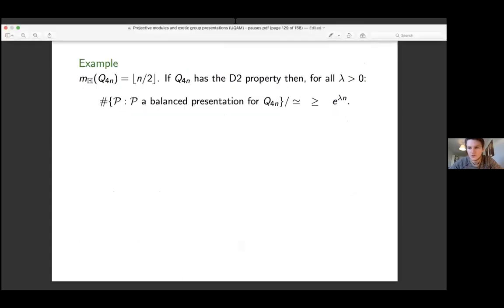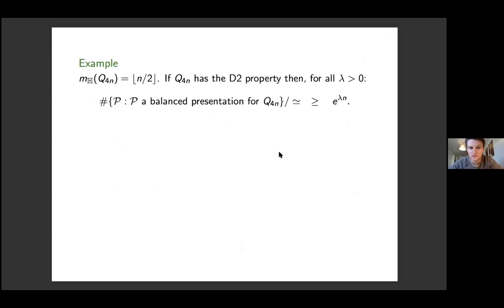Right. So just to go down to an example, for the case of quaternion groups, the number of quaternionic representations is floor of n over 2 in this case. And so if Q4n has the D2 property, then you can derive, by plugging these things in, the number of balanced presentations up to homotopy. So all of these presentations would be pairwise exotic. So the number of balanced presentations up to homotopy is always super exponential, okay, for these quaternion groups as a consequence of this.